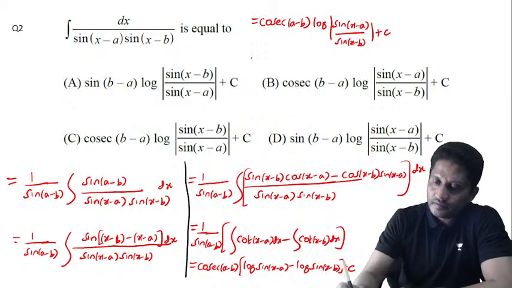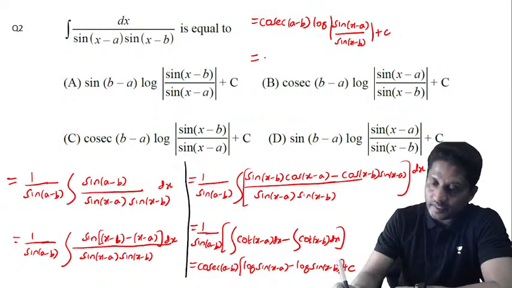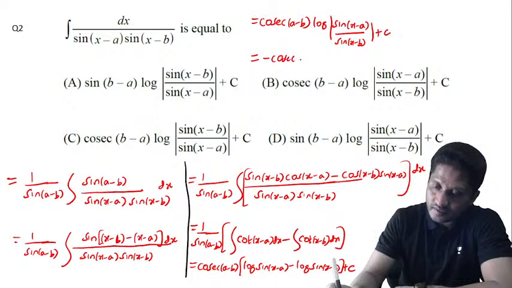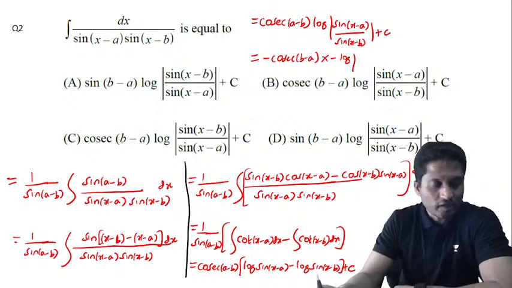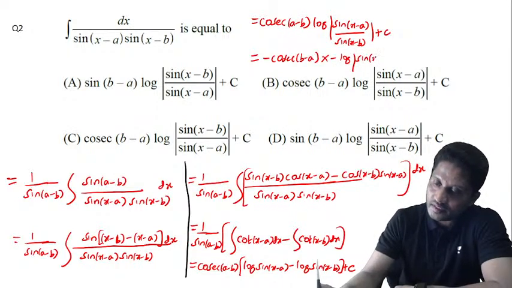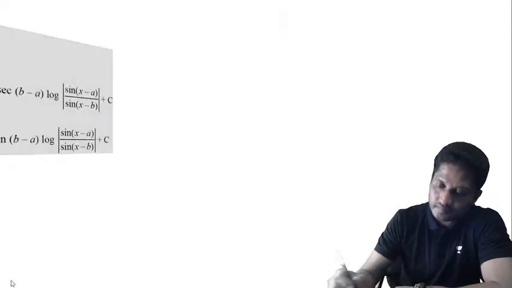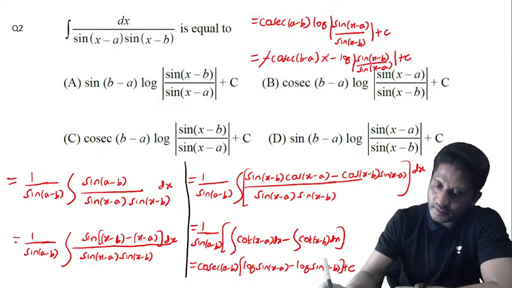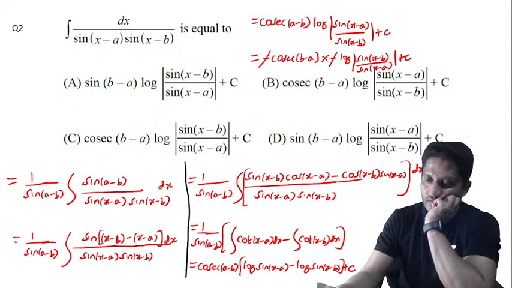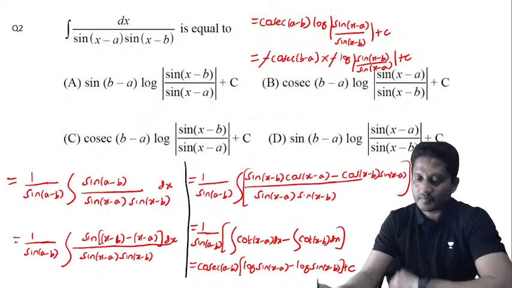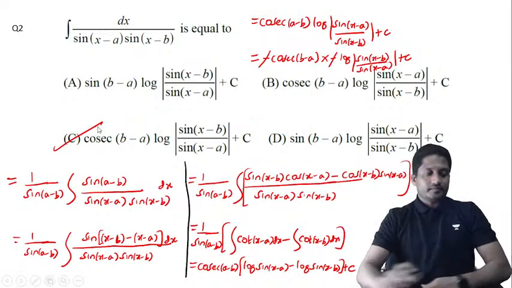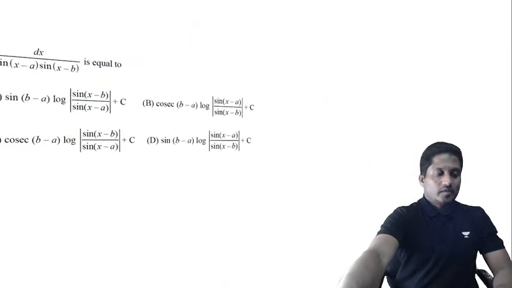then plus c. Right, now if I take suppose minus common, it will be equal to cosec of b minus a. And here also I take minus out, log m by n, right, log n by m. That is, I'll write sine of x minus b divided by sine of x minus a, and then plus c. This minus and minus will cancel. You get cosec of b minus a, log of sine of x minus b by sine of x minus a. Answer option C only. Okay, there's a similar question in NCERT as well.